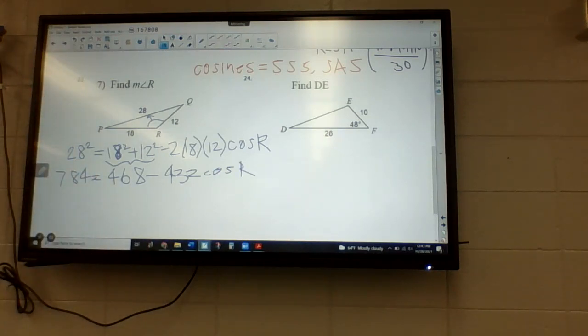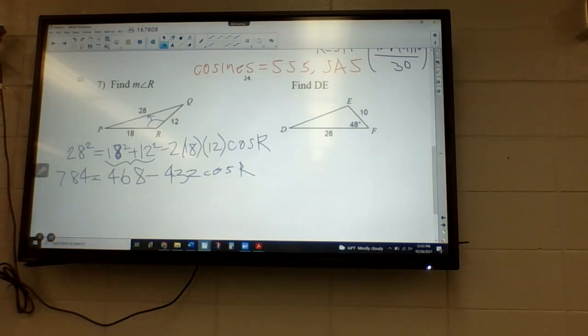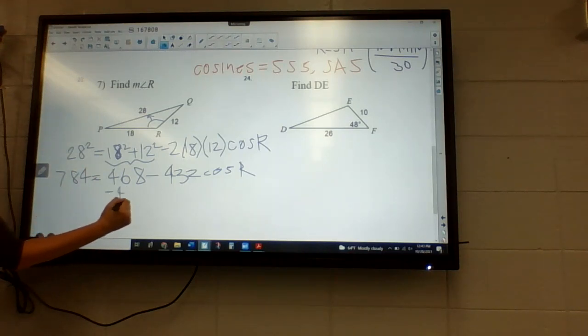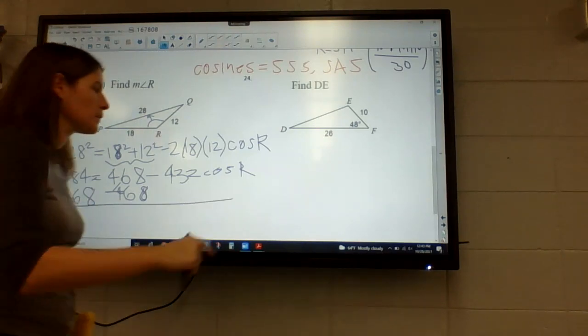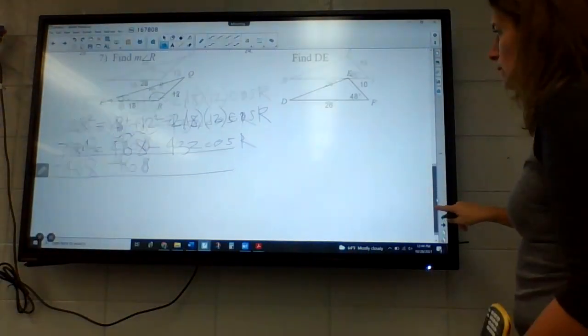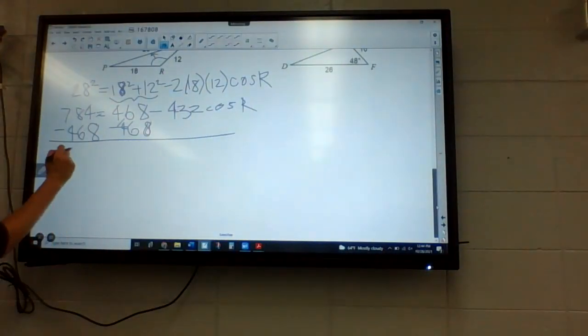Okay, this is typically where people go wrong. They see these two and they just want to subtract them because that looks way nicer than leaving those crazy numbers. But this is being multiplied by a variable, so I can't take those apart. They're not like terms. So instead I'm going to move this 468 over. So 784 minus 468, we get 316 here.